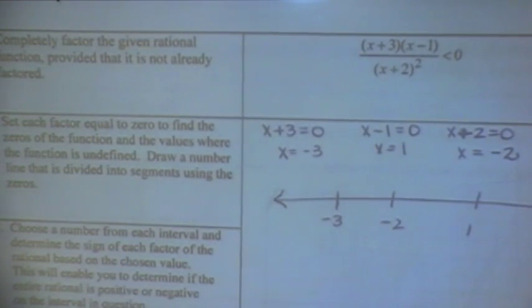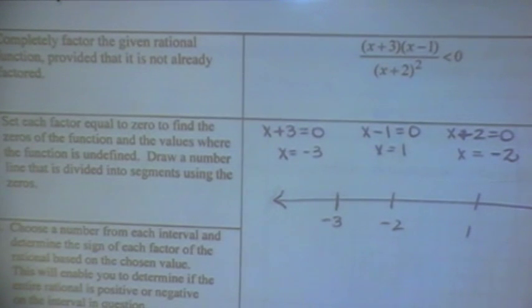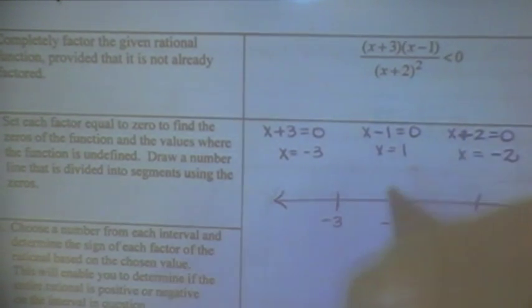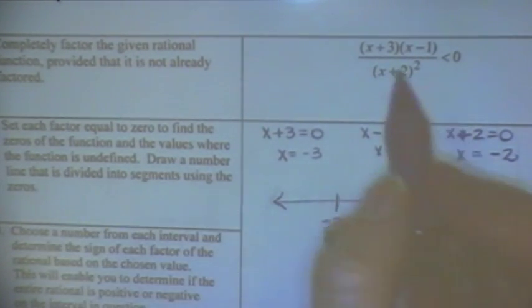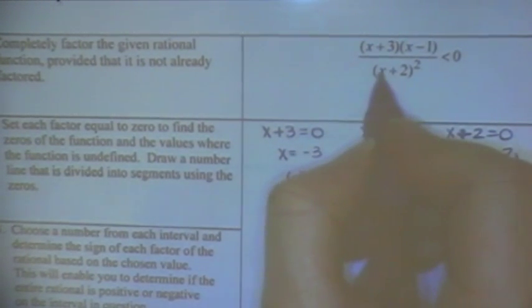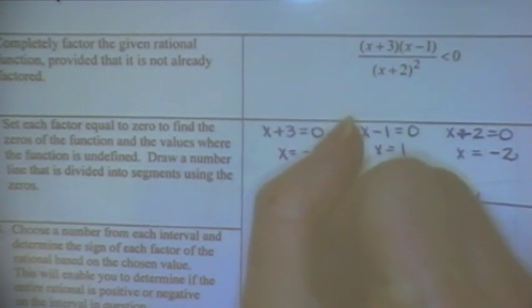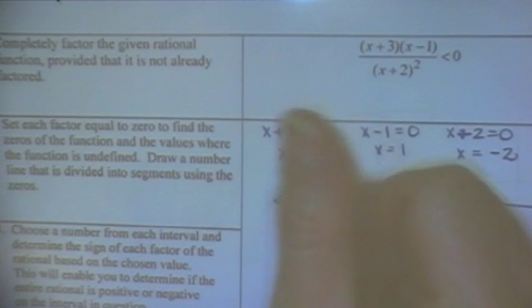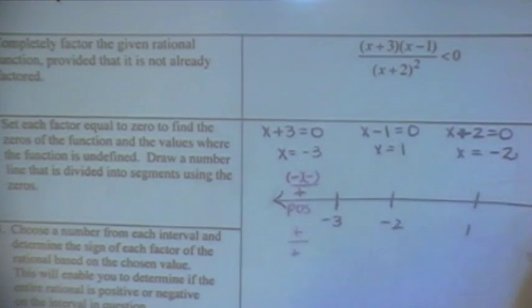Now we're going to choose a number from each interval, plug it into the original factors, and determine whether this will be positive or negative. Now, I'm going to choose negative 4 for this first area over here. Plug a negative 4 in that top piece, and it'll be negative. Second piece will be negative. The bottom piece: negative 4 plus 2 is negative 2, but you're going to square it, so it'll be positive. A negative and a negative makes a positive, so I end up with a positive over a positive, which makes this whole piece positive.